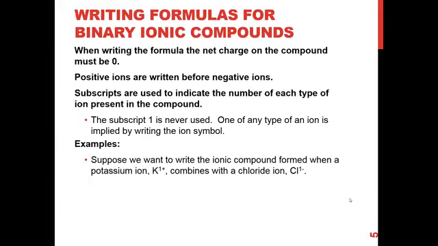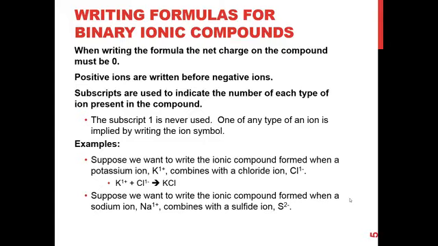A couple of examples. Suppose we want to write the formula of the ionic compound formed when a potassium ion, K1+, combines with a chloride ion, Cl1-. Well, 1 plus 1 minus equals 0. So we only need one potassium ion and one chloride ion to combine and form KCl, which is the formula for potassium chloride. We'll learn how to write the name of that compound in just a moment.